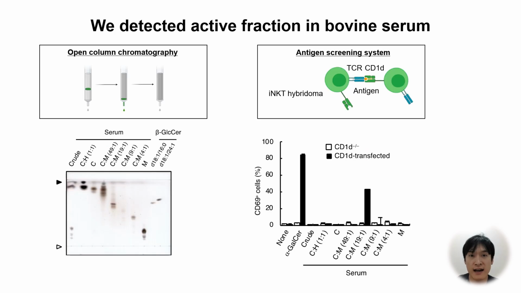We purified the candidate antigen in the serum by liquid chromatography. We tested the similar activity using this assay system, and this fraction showed activity. From the result of TLC, this fraction was supposed to contain hexoceramides. Beta-GalCer or beta-GlcCer cannot be ligands for NKT cells. So, we thought that alpha-GalCer or alpha-GlcCer might be present in this fraction.